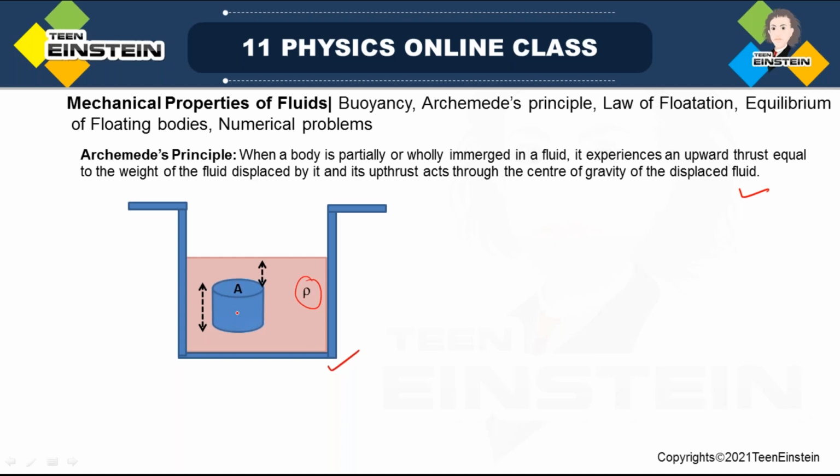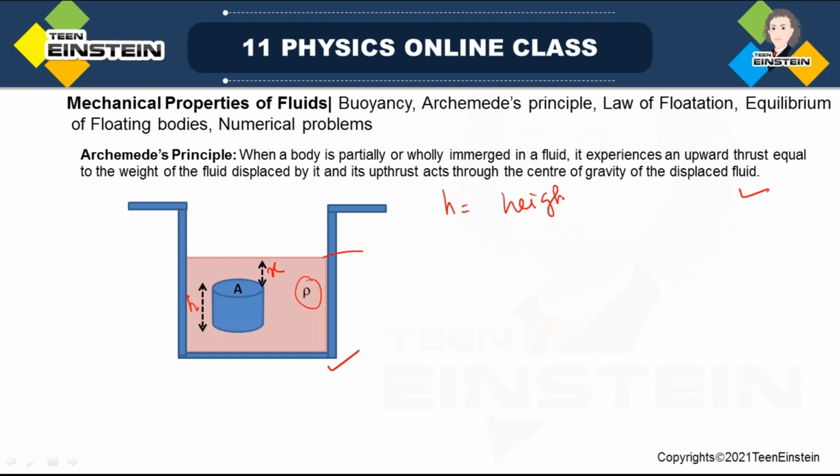I have a cylindrical object. Suppose it has a certain height h. And the liquid has a top surface here. This is the top surface of the liquid. So from the top surface up to the top surface of this cylinder, suppose this depth is x.